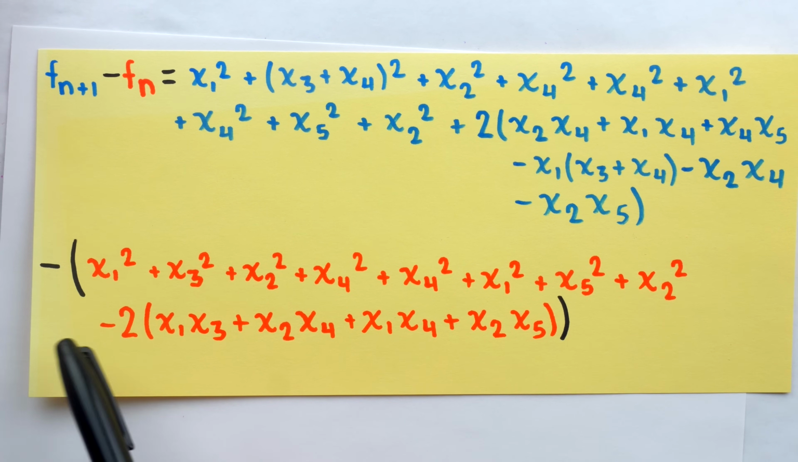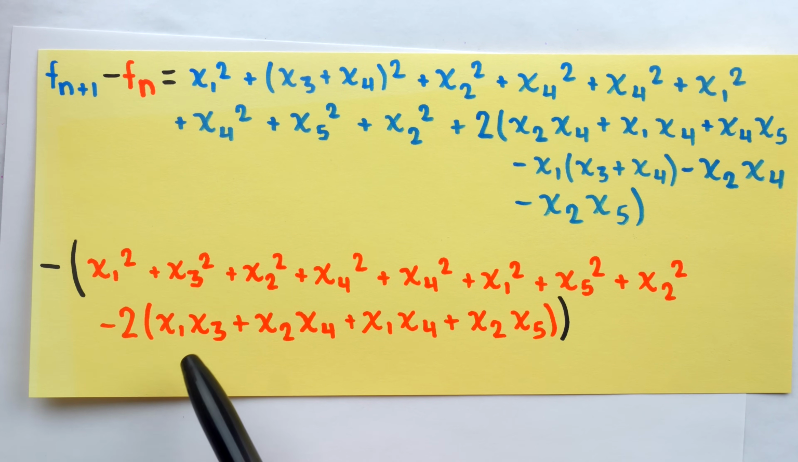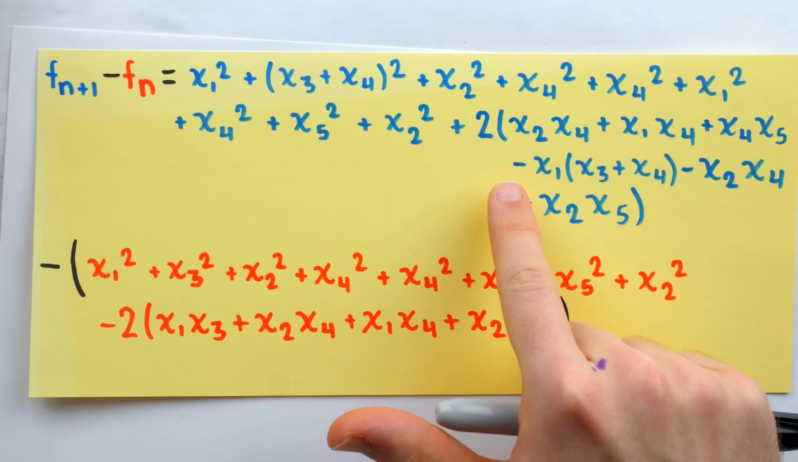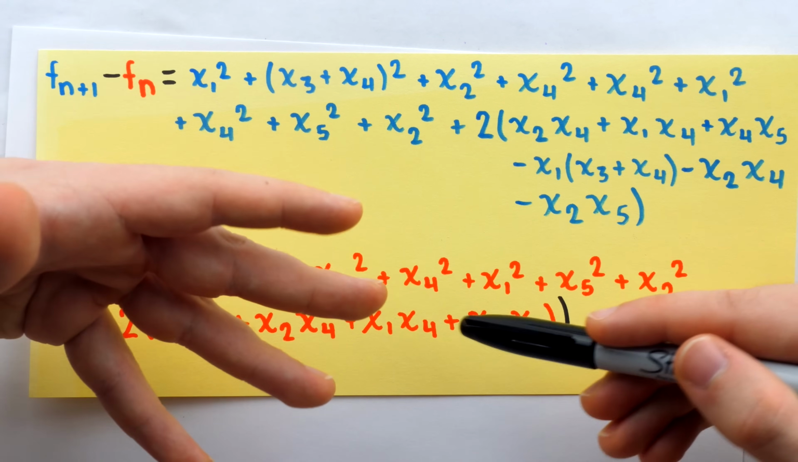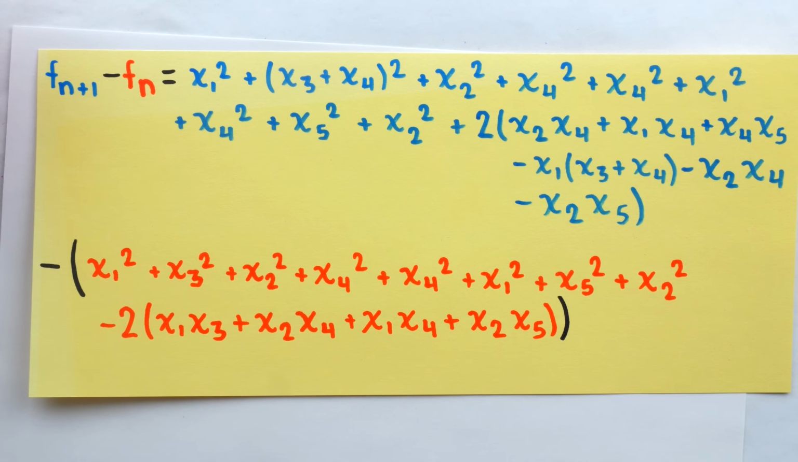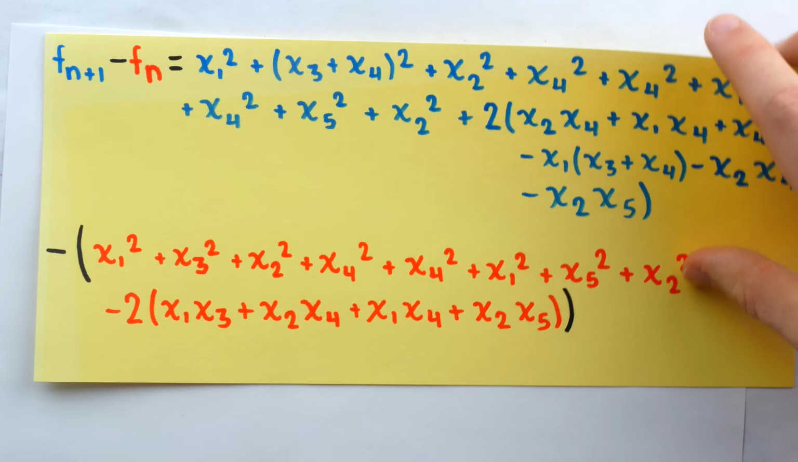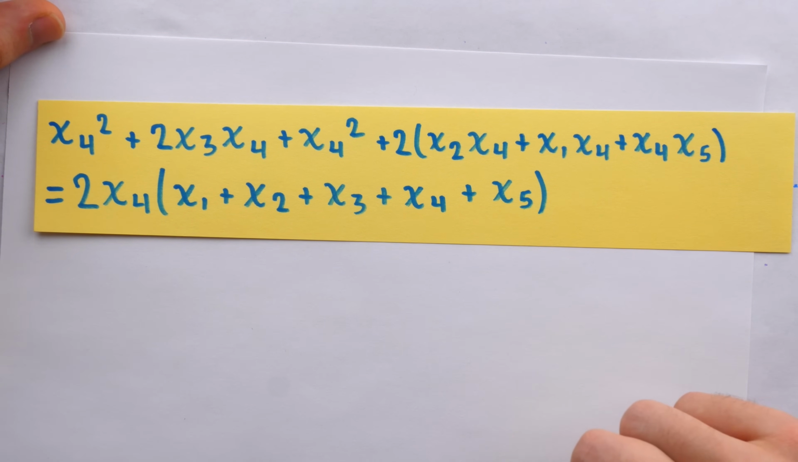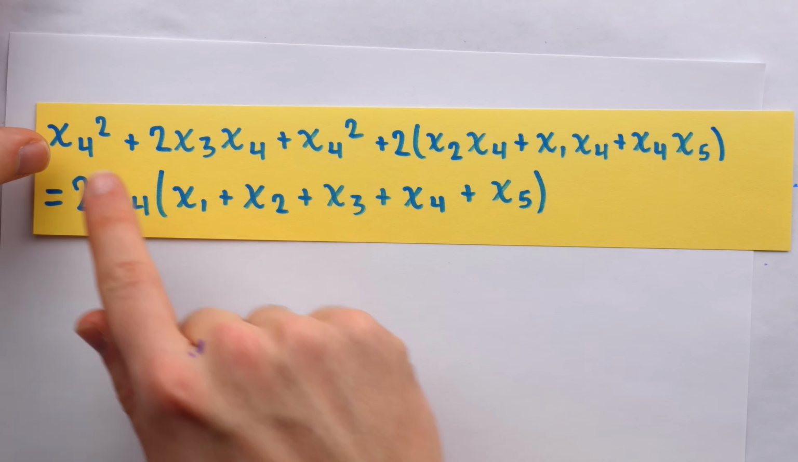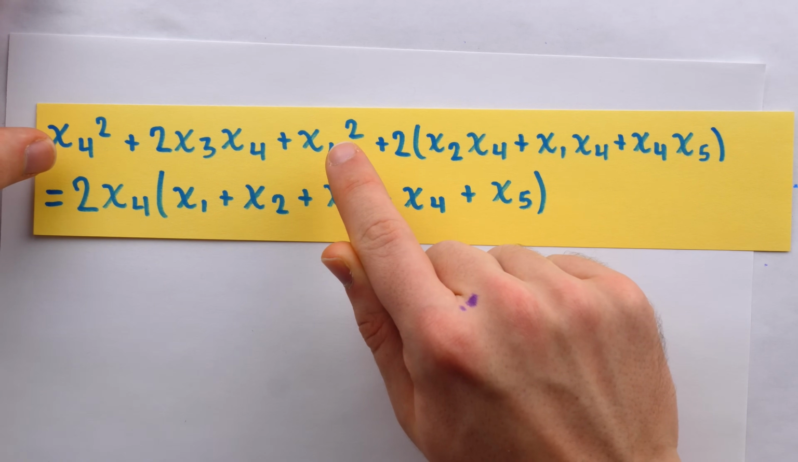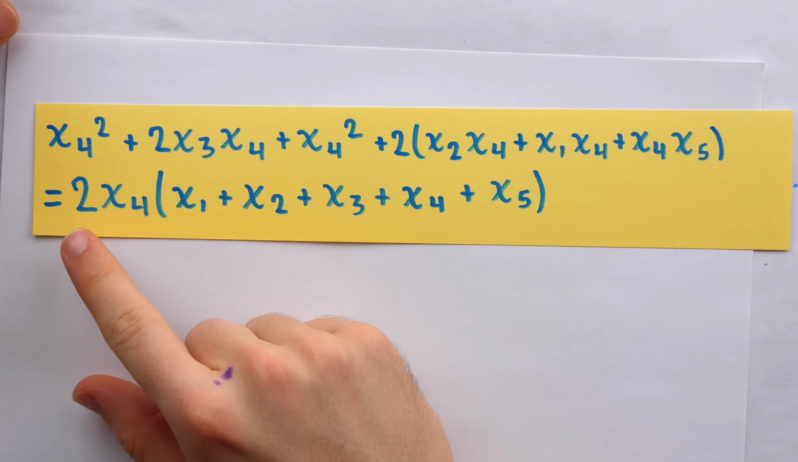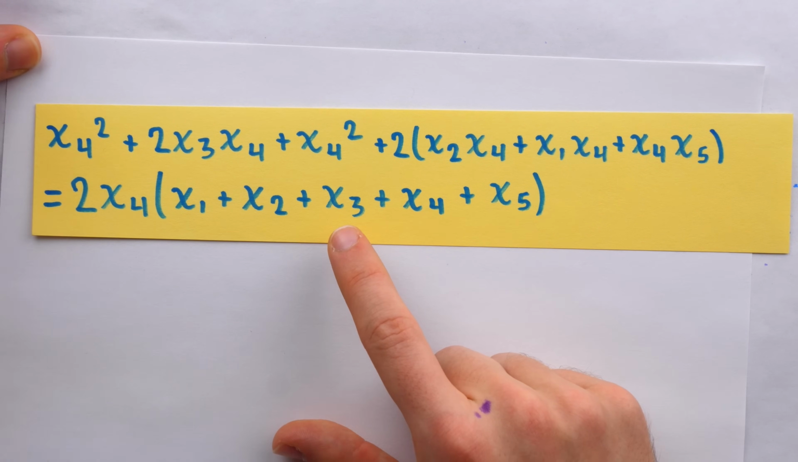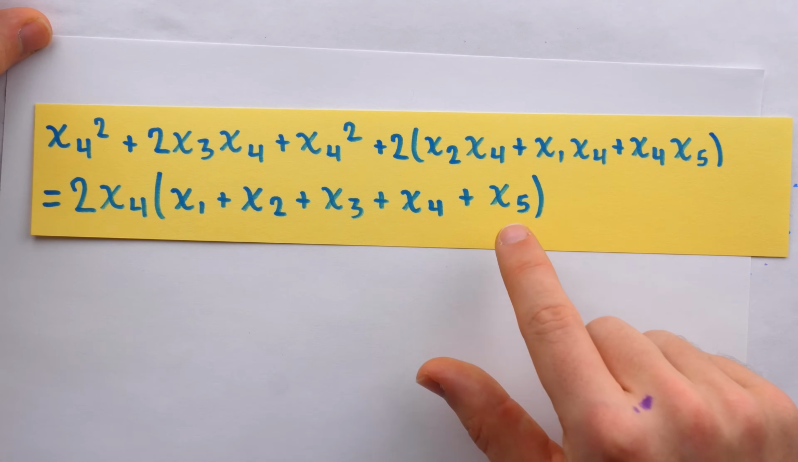For example, negative 2x1 x3, that's positive 2x1 x3, which would get canceled out with this negative 2x1 x3. There's a 2 there, negative x1 x3, that's negative 2x1 x3. So there's a bunch of cancellation. In the long run, all of this orange stuff is getting canceled out. Of course, it's canceling out with most of the blue stuff, but at the end of the day, here is what's left. This is what's left from fn plus 1, and we can factor a 2x4 out of every term here. Notice that the x4 squared and the x4 squared would combine to 2x4 squared, so we're factoring a 2 and an x4 out of that as well. That just leaves 2x4 and then x1 plus x2 plus x3 plus x4 plus x5.